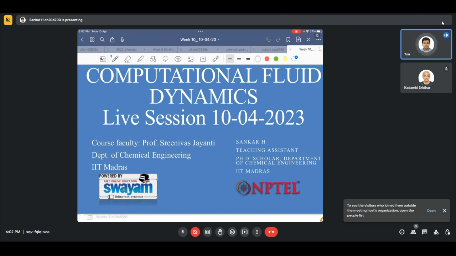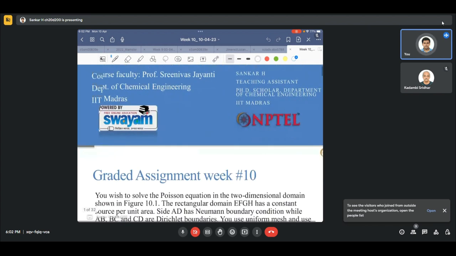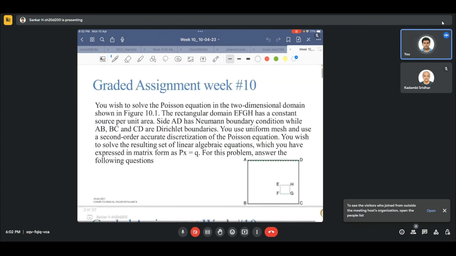In this lecture, we'll go through some of the graded and ungraded assignments of the previous week, that is week number 10, which deals with multiple iterative methods and convergence criteria of various schemes. And with that, let's get started with the previous week's graded assignments.